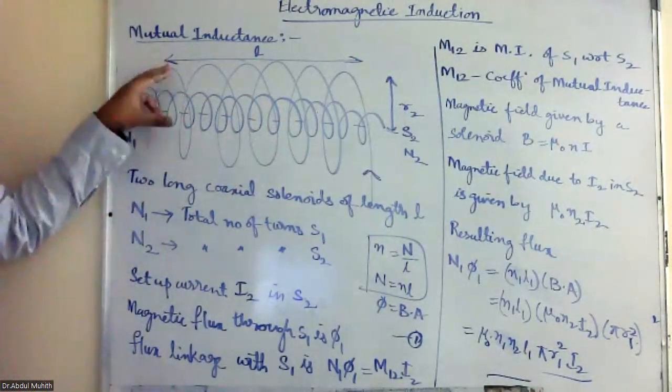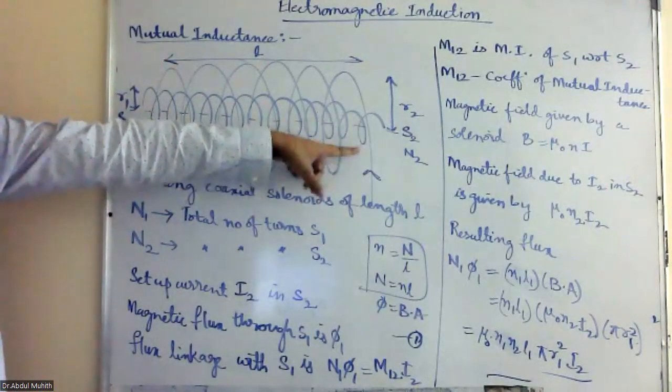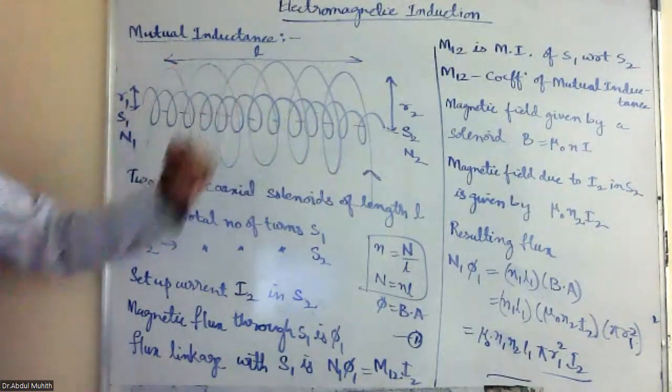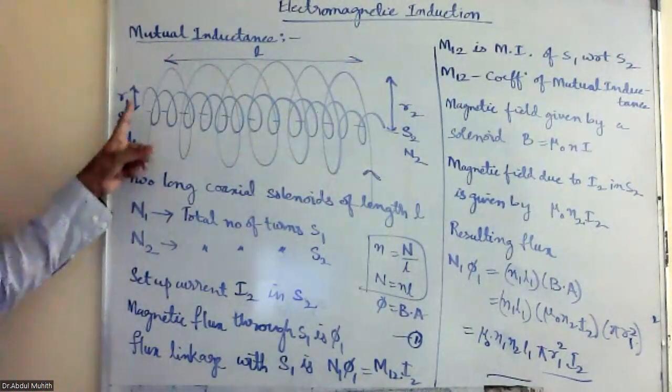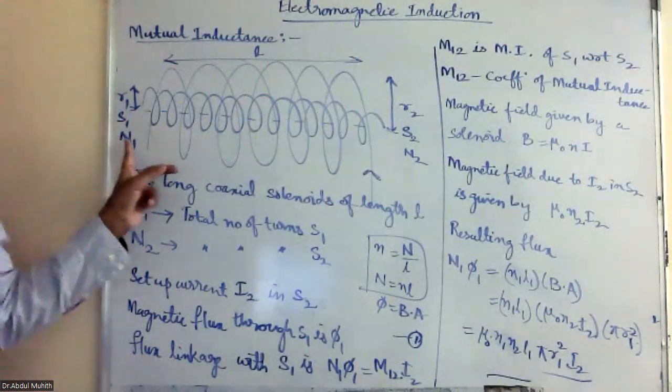Now here, L is the length of the solenoid, S2 is the bigger one, R2 is the radius of the bigger one, and N2 is the number of turns of the bigger coil or bigger solenoid. For the smaller solenoid, R1 is the radius, S1 is the name, and N1 is the number of turns.